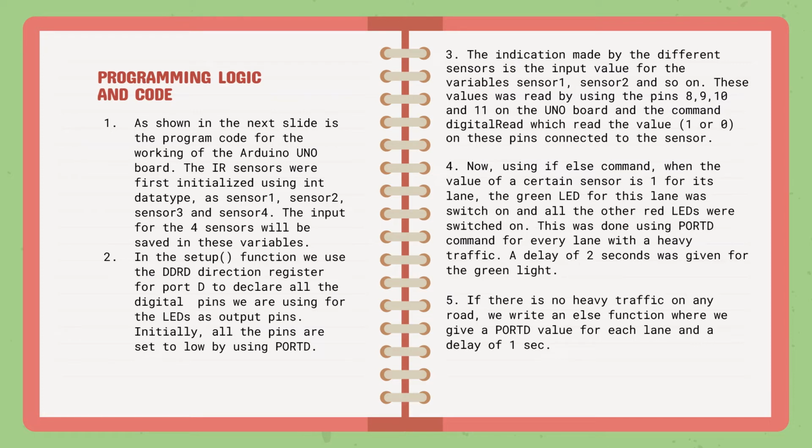If there is no heavy traffic on the road, we write an else function where we give a port D value for each lane and a delay of 1 second.